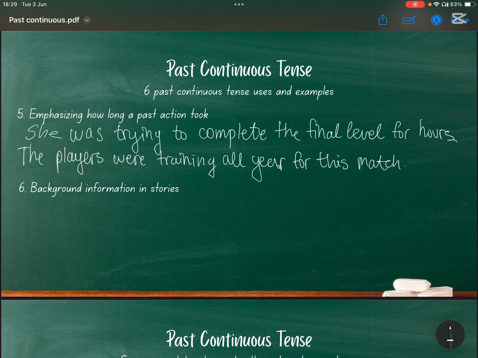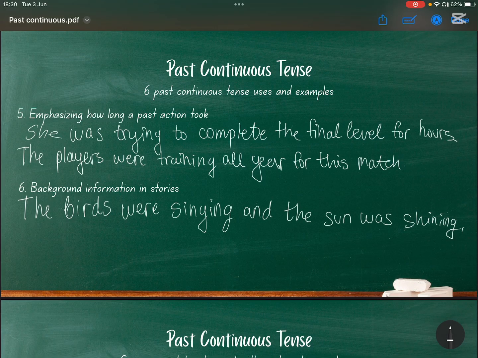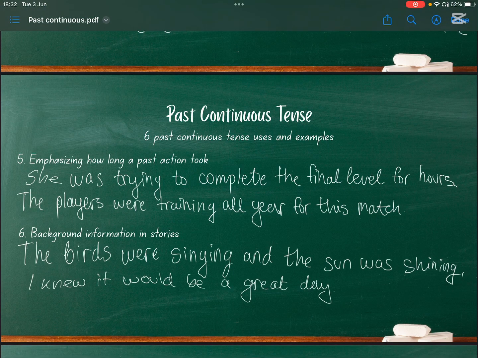And the last one is background information in stories, or establishing context for another past event. When telling a story or writing, you can use the past continuous tense to set the scene or describe exactly what was happening at the beginning of your story. Some examples. The birds were singing and the sun was shining. I knew it would be a great day. I challenge you to write a sentence in the comments as background information from a story, or any of these 6 uses of the past continuous tense.